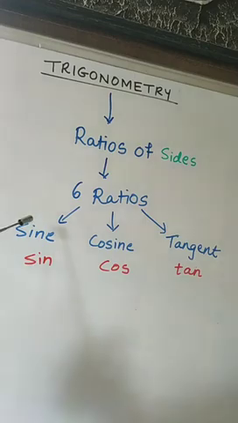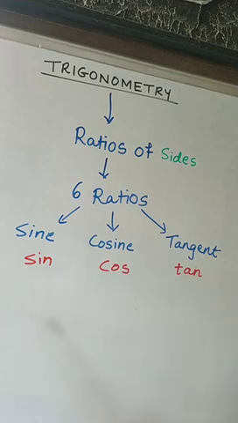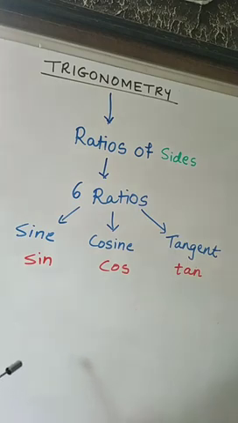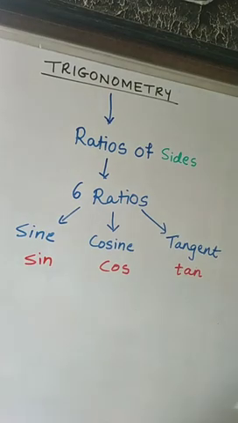Actually, these names have come from ancient times, and I will tell you how they have come. But understand, these are 3 out of the 6 ratios: sine, cos, tan. How did the sine, cos and tan words originate initially, or for that matter sine, cosine and tangent? How did they originate? Let's see.